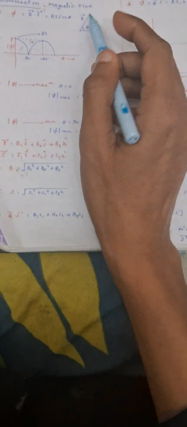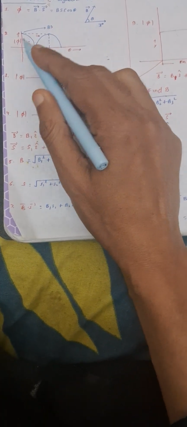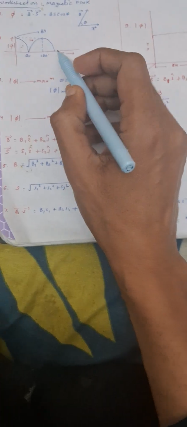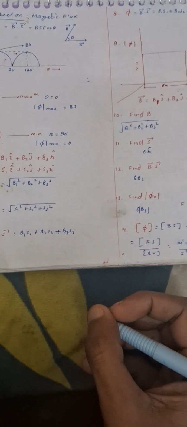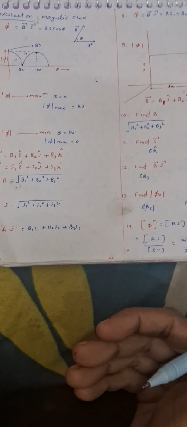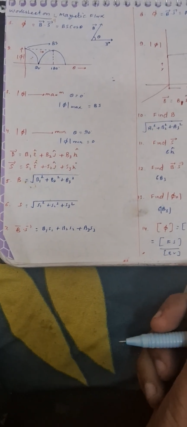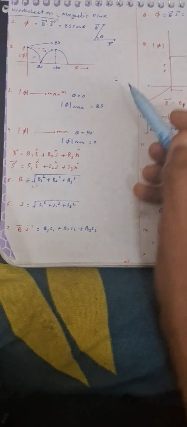So here is the worksheet: phi is equal to B dot S. So it is BS cos theta, where theta is the angle between the magnetic field and the area vector. Next is the graph of magnitude of magnetic flux versus theta. We have taken the magnitude as positive and negative, which just means the direction, outward or inward of the plane. Flux is basically related to the number of field lines, so only the magnitude is significant. Plus and minus is just about the direction. So the magnitude of flux versus theta graph will be like this.